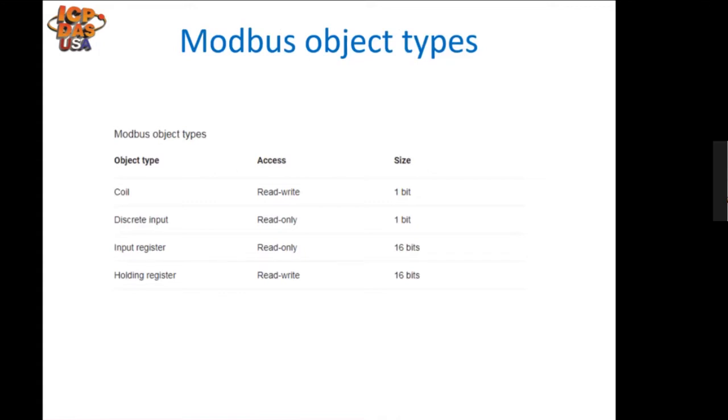Modbus object types are provided by a Modbus slave device to a Modbus master device. All data is stored in registers of these types, including coil, discrete input, input register, and holding register. Due to the size limit, coil and discrete input can only store digital output or input data. Input register and holding register can store analog input or output data because they have 16 bits of size.